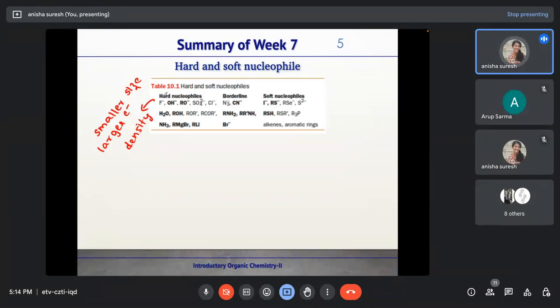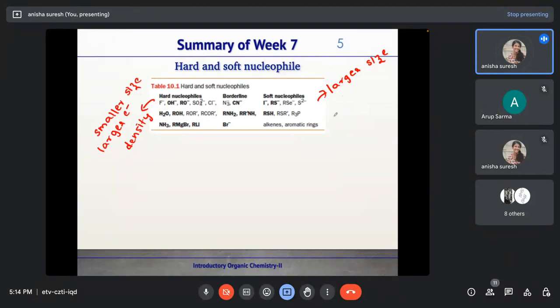Some examples are F minus, OH minus, OR minus, SO4 2 minus, Cl minus. Then coming to neutral nucleophiles: water, ROH, ROR', RCOR', NH3, RMgBr, RLi. These all are examples of hard nucleophiles. And when we discuss soft nucleophiles, they will be larger in size. The ions or the atoms will be larger in size.